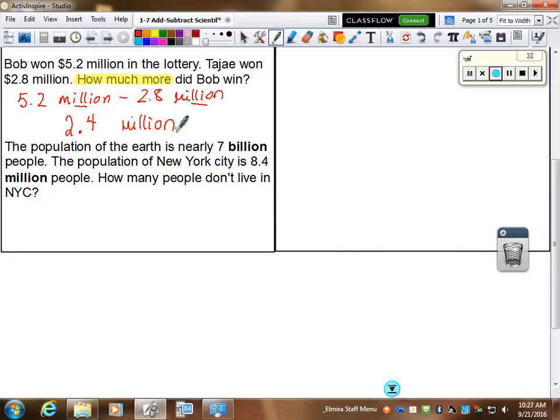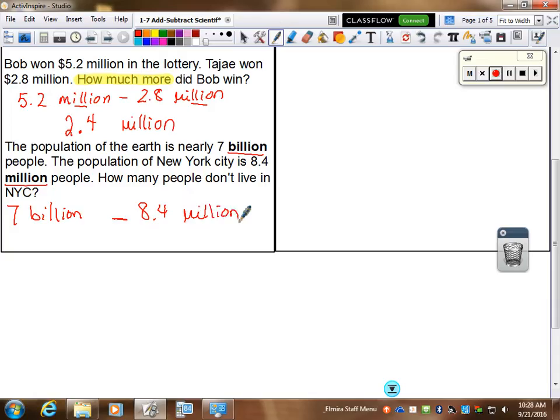Okay? Then our next problem is the population of the Earth is nearly 7 billion people. The population of New York City is 8.4 million people. So wait a minute, this one says billion, this one says million. How many people don't live in New York City? So here again, it's a subtraction problem. We're going to have 7 billion take away 8.4 million.